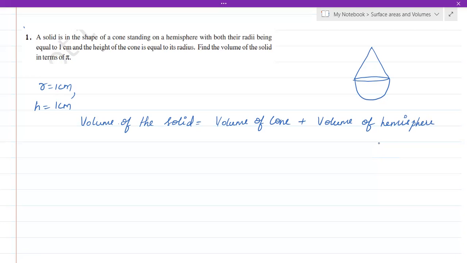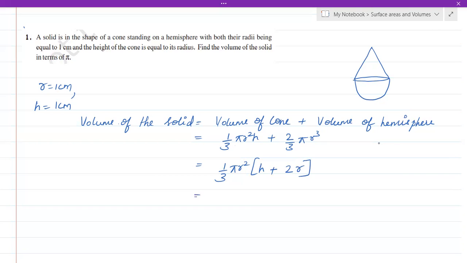Now the volume of the cone is given by the formula 1 by 3 pi r square h, isn't it? And the volume of the hemisphere is given by 2 by 3 pi r cube. Between these two terms, what is common? 1 by 3 pi r square is common. Since 3 is in the denominator in both, you can take 3 as common in the denominator. Pi and pi, and between r square and r cube, you must take the least power, that is r square. So what is left out? h plus the numerator 2 is left out, and one more r.